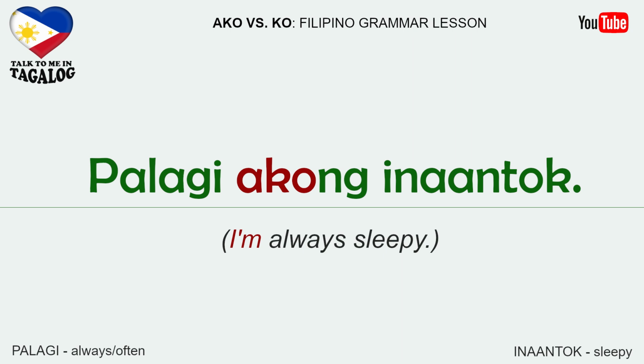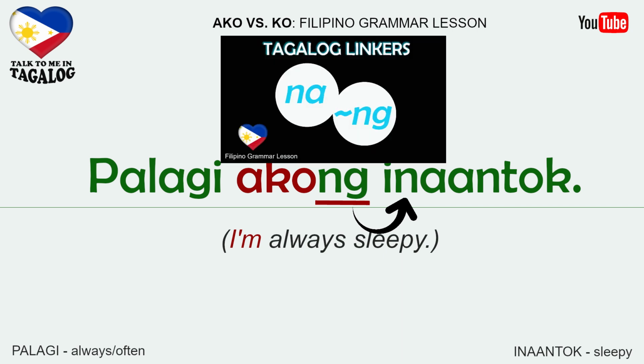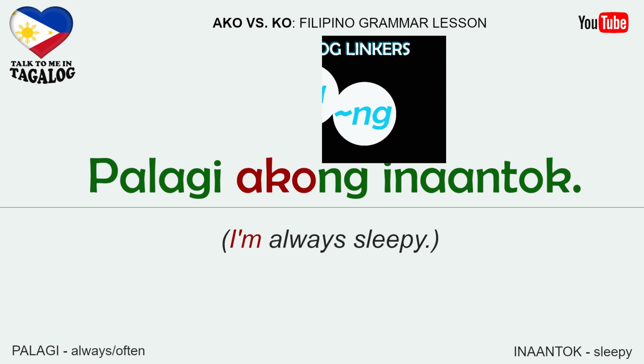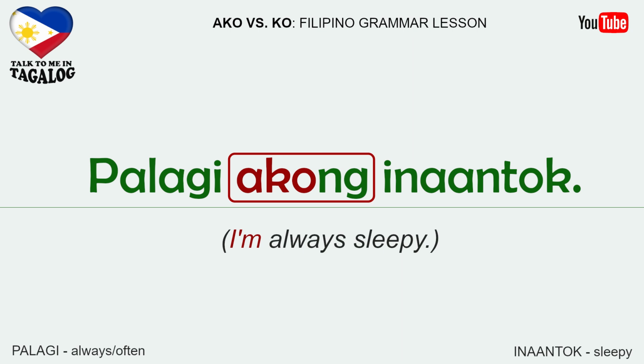Our next pattern is adverb plus ako. Palagi akong inaantok. Palagi is an adverb that means always or often. Ako here has the linker ng in order to connect it to the next word, inaantok. If you want to know more about Tagalog linkers, I am placing the link on the upper right-hand corner of this video. Even though there's an attached linker to ako, it doesn't affect its English translation I. I'm always sleepy. Palagi akong inaantok.